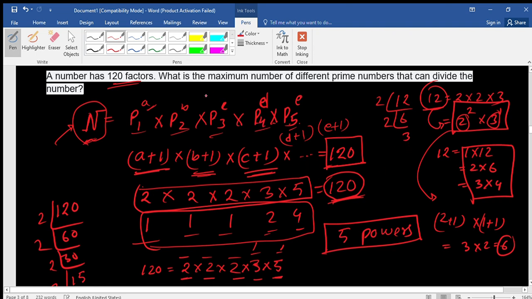So we have got the answer to this question. What is the maximum number of different prime numbers that can divide the number? The number is unknown, so there can be 5 different prime numbers. If you divide that unknown number by those prime numbers, there will be no remainder. That means the number is divisible by those 5 prime numbers. So our answer to this question is 5. I hope you got the answer.